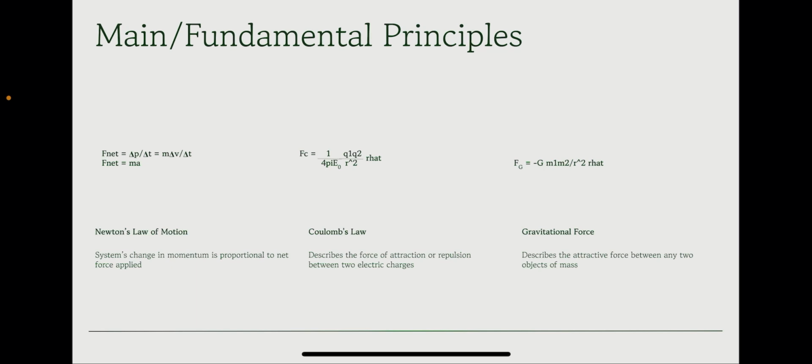The main fundamental principles for this lab are the same as Lab 1, and it's Newton's law of motion, which is the system's change in momentum is proportional to net force applied, and that equals F net equals delta P over delta T, or M delta V over delta T. We also have Coulomb's law, which describes the force of attraction or repulsion between two electrical charges, which is 1 over 4 pi epsilon naught times Q1 times Q2 over R squared times R hat.